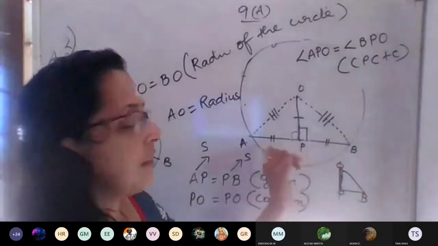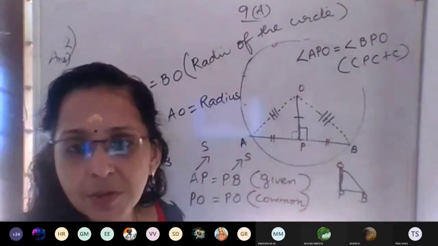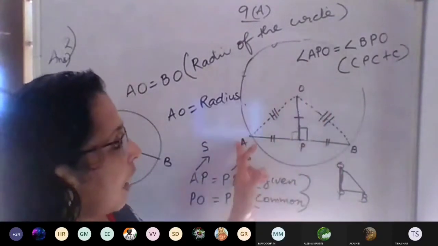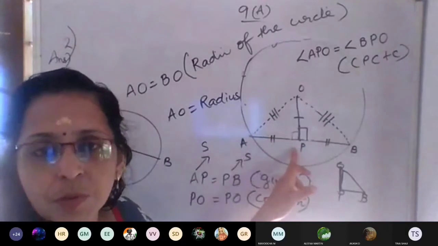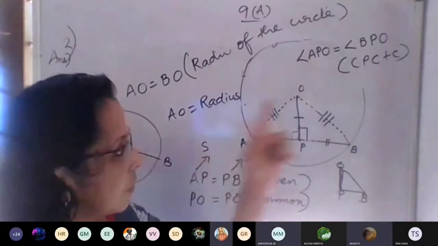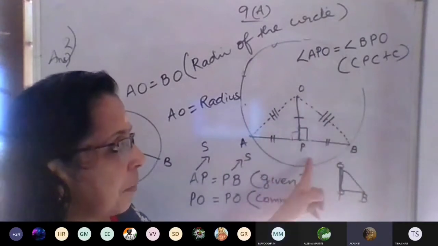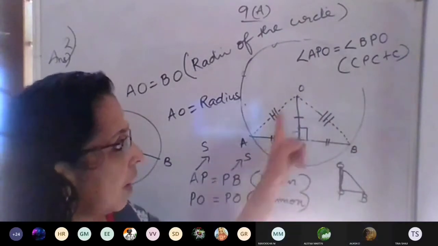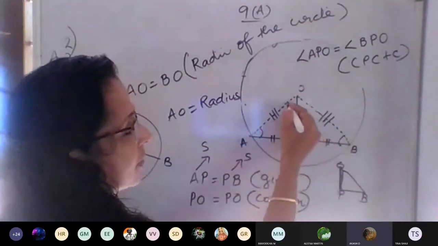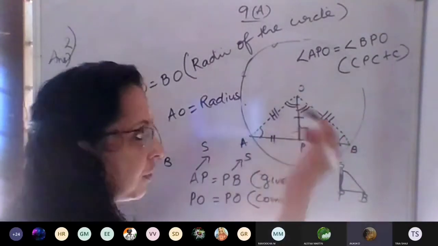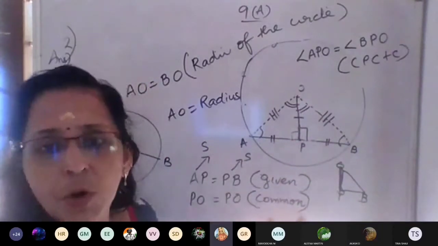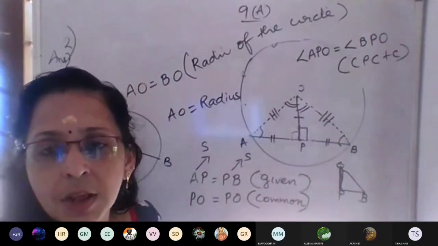Why are we not writing this? This also we can write, but it is simply a waste of time. That's why we are not writing. We can say angle OAP is equal to angle OBP, angle AOP equal to angle BOP. But we don't want all those things. We need only the angle at P. Then only can we say perpendicular.